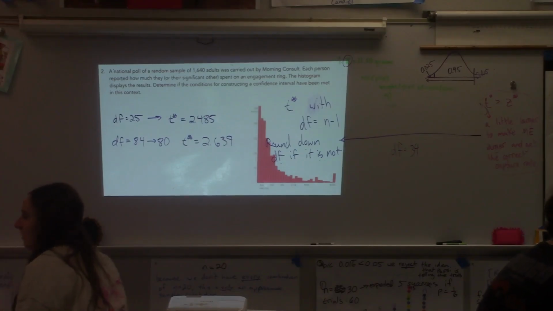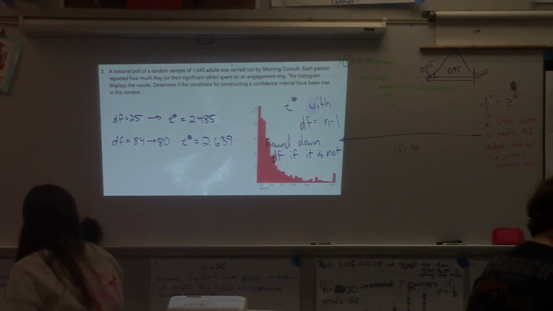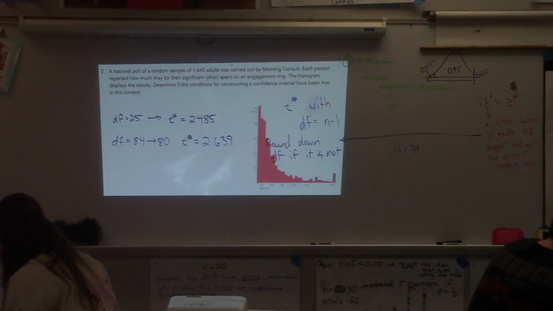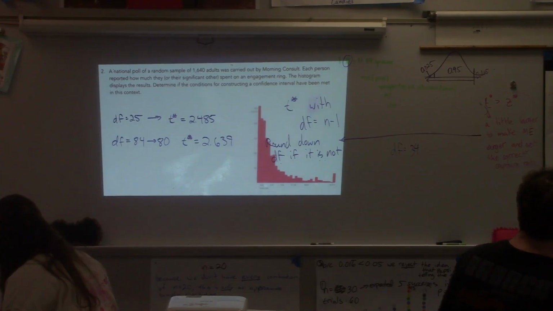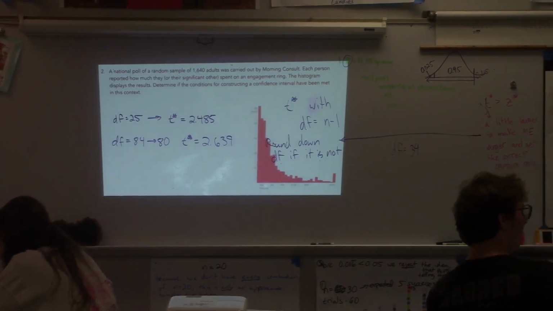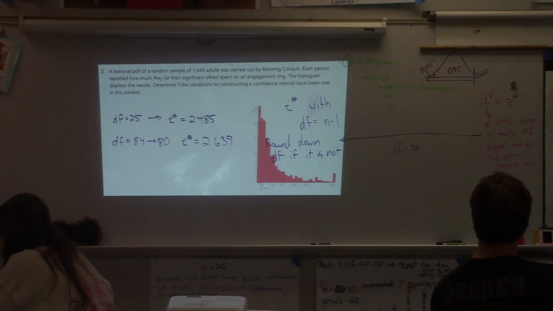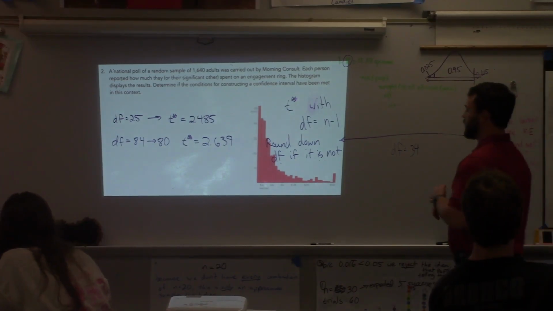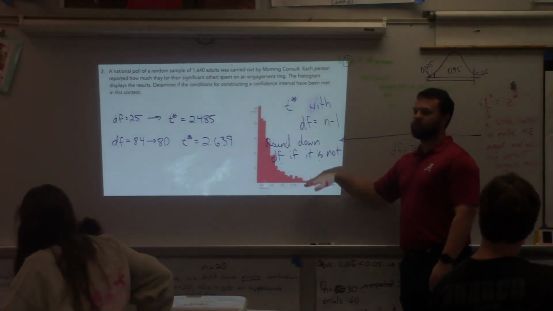So, determine if conditions have been met. Is it a random sample? Yes. Do we satisfy the 10% condition? Yes. Is 1,640 less than 10% of all adults? Yes. Do I satisfy the large enough or normal condition? Because that's a wicked skewed distribution.